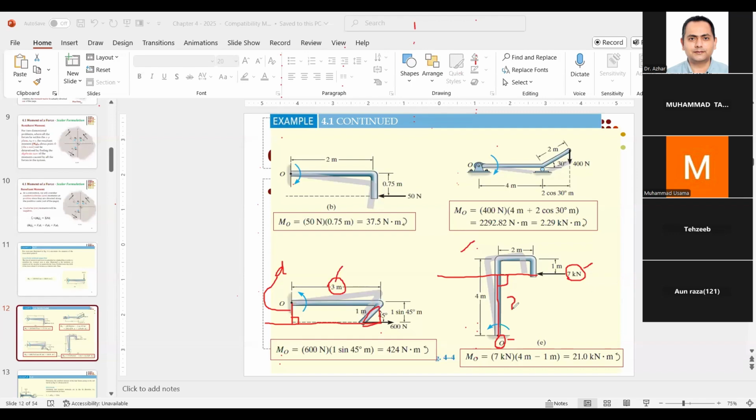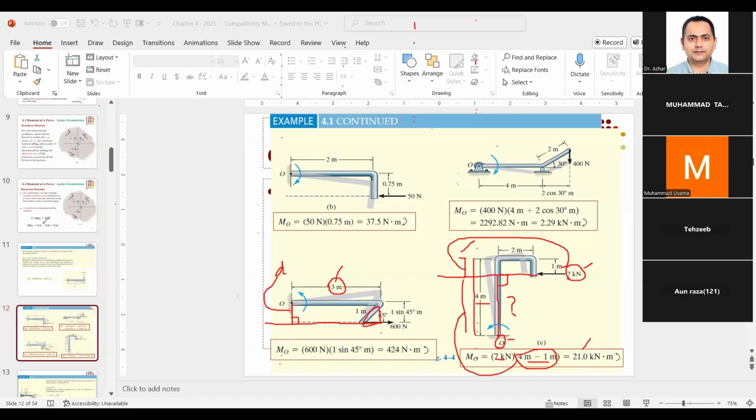Now, how can we find this distance? Very easy. You see that this distance is given as 4 meter. From 4 meter, if I subtract this distance, which is given right here, written as 1 meter, I will get this distance. You see, 4 meter minus 1 meter is this distance. So 7 into 3 meter, you get a moment of 21 Newton meter.